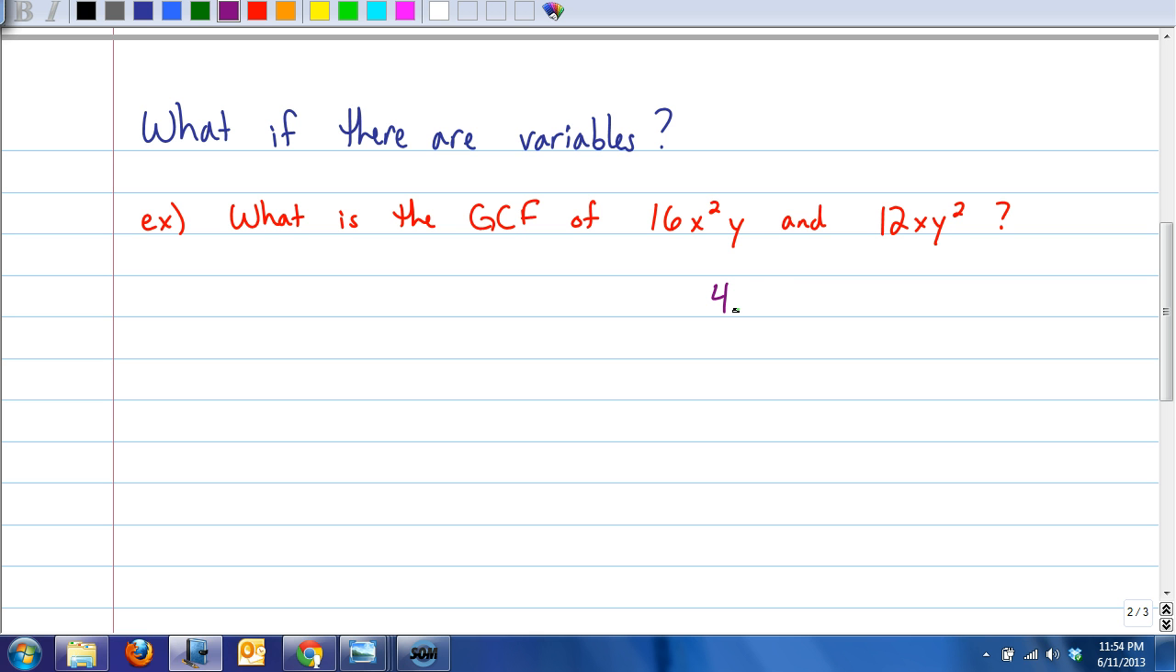For the variables, it's really easy. When we look at the x's, for example, they both have an x in common. What's the largest x they both have in common? So this has an x squared, this has an x. So the largest they both have in common as far as the x's are concerned is just a plain old x. If I look at the y's here, this one has a y, this one has a y squared. The largest that they both have in common is just a plain old y. So the greatest common factor between 16x squared y and 12xy squared would be 4xy.